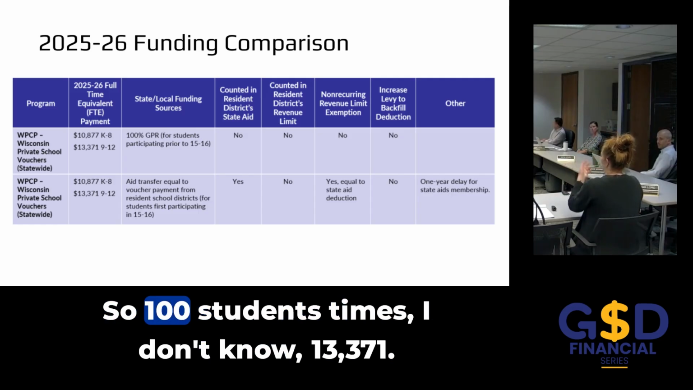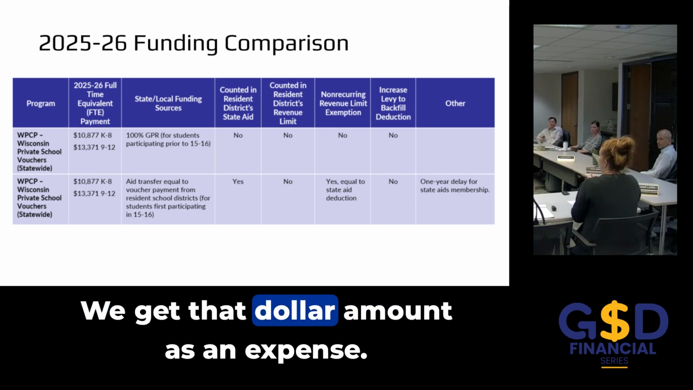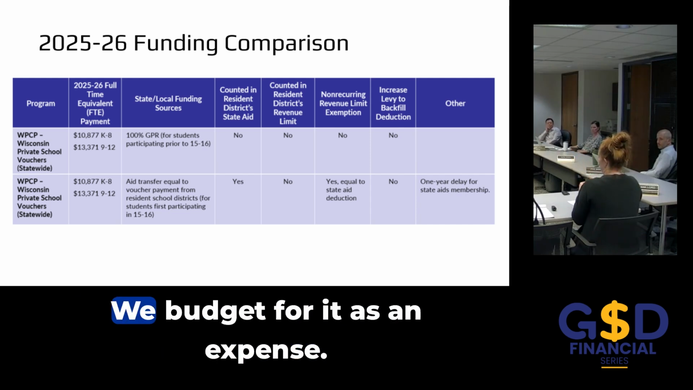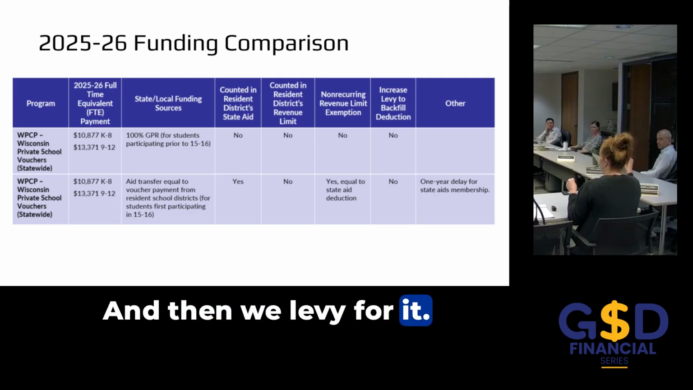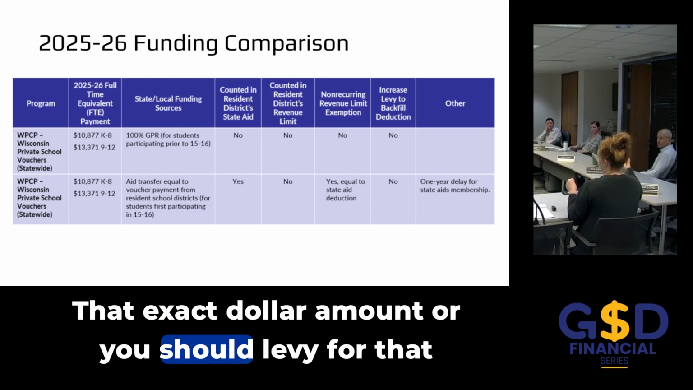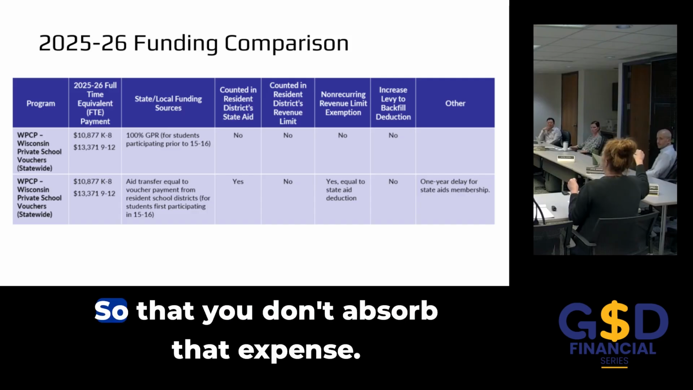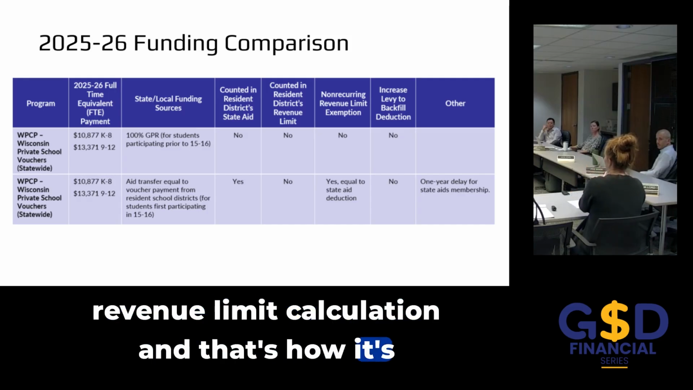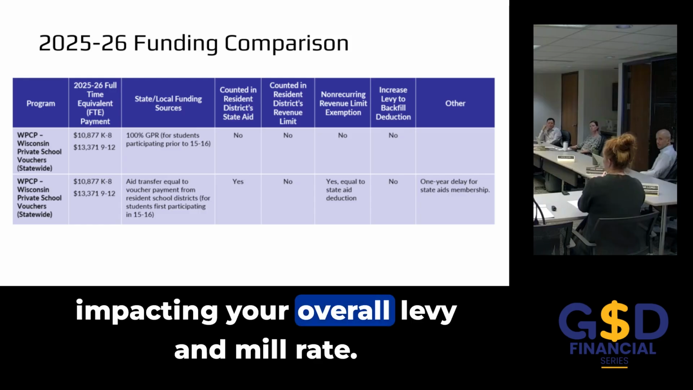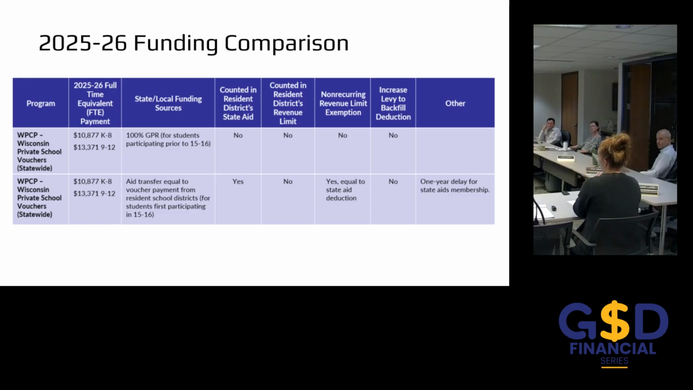So 100 students times, I don't know, 13,371. We get that dollar amount as an expense. We budget for it as an expense. And then we levy for that exact dollar amount, or you should levy for that exact dollar amount, so that you don't absorb that expense. Because that is how it's getting into your revenue limit calculation, and that's how it's impacting your overall levy and mill rate. Okay.